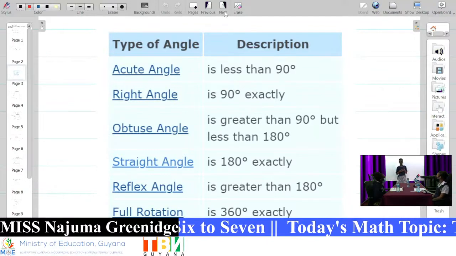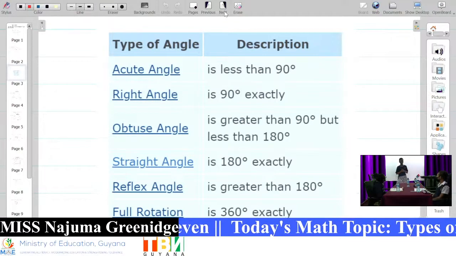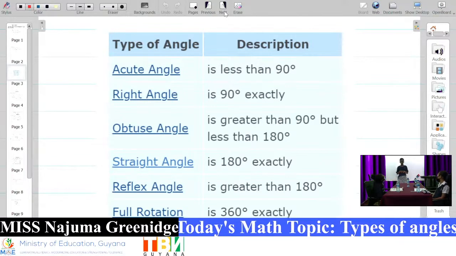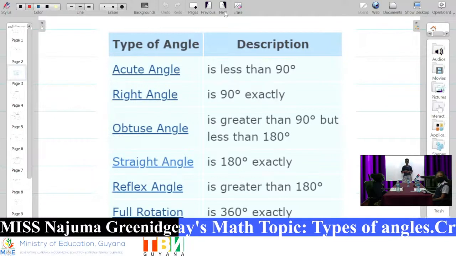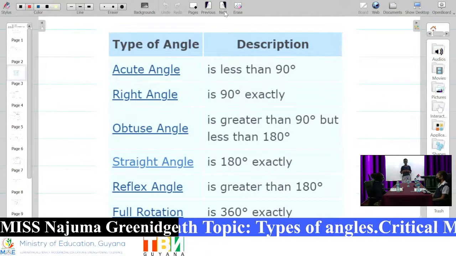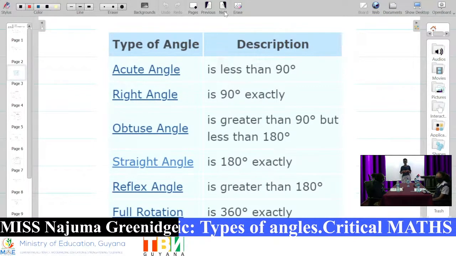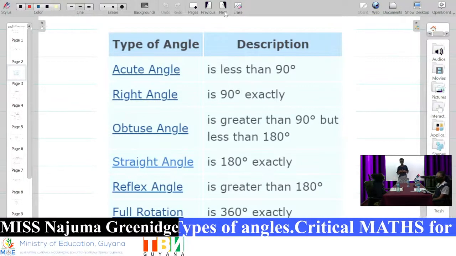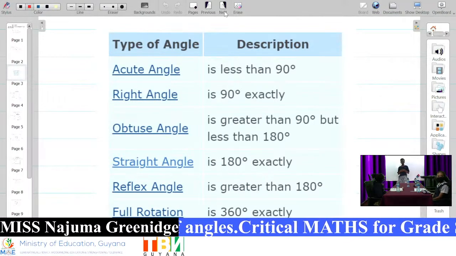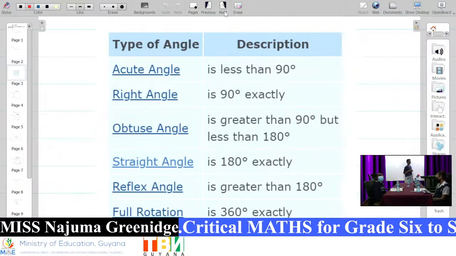Alright, so an obtuse angle now. Notice we're moving from less than 90 to 90. Obtuse, it's greater than 90, but less than 180. And then we have a straight angle, which is exactly 180. Good. And then we have our reflex angle, which is greater than 180, but less than 360. And then we have a full rotation of how many degrees? 360 degrees, because you can go back to a circle.